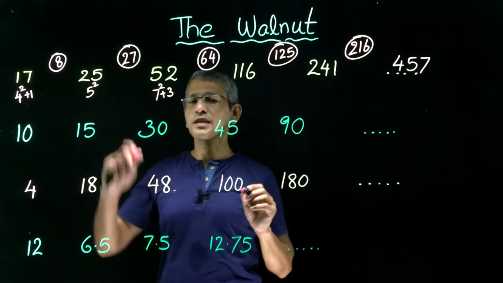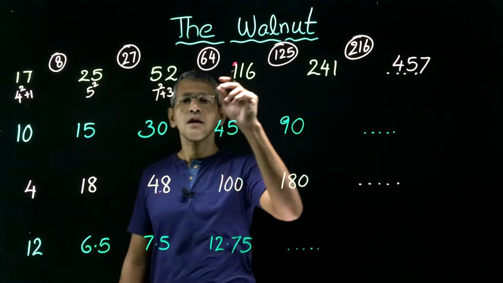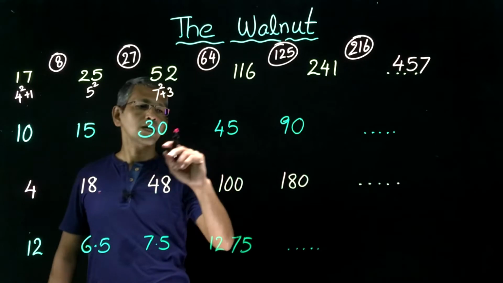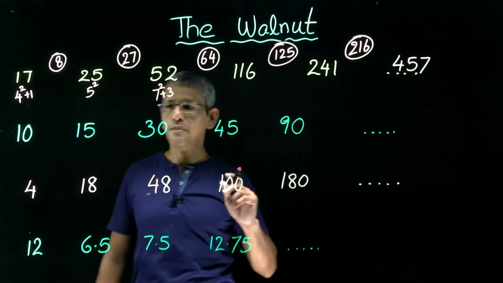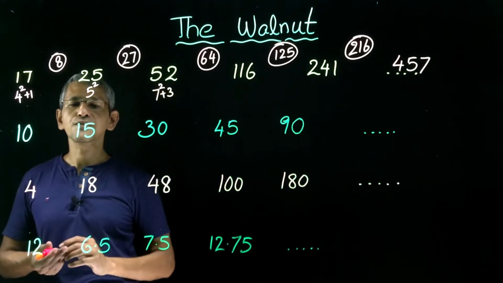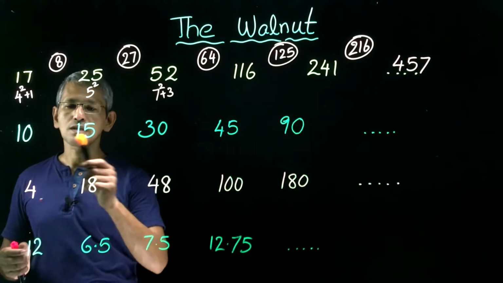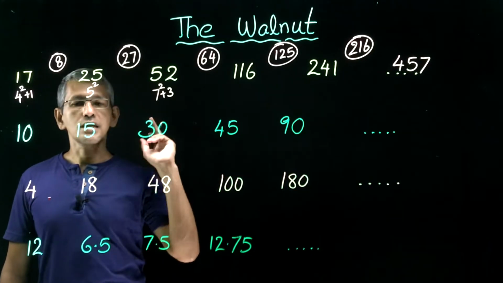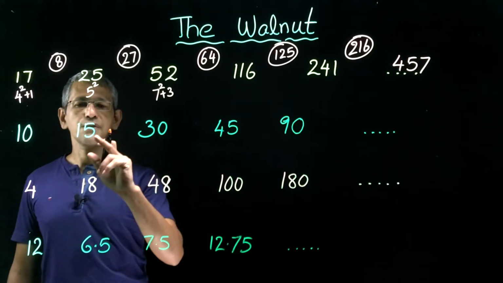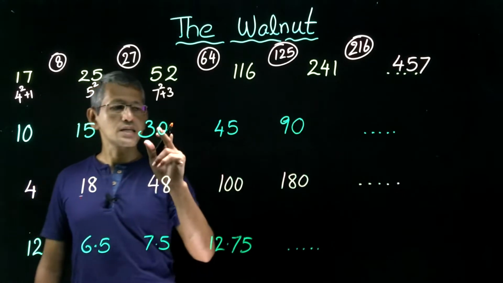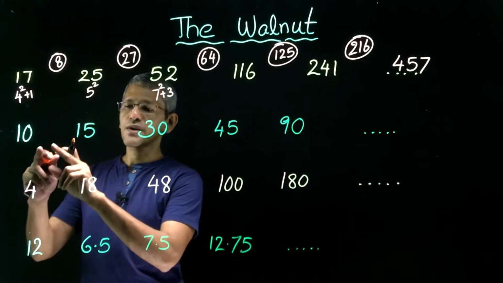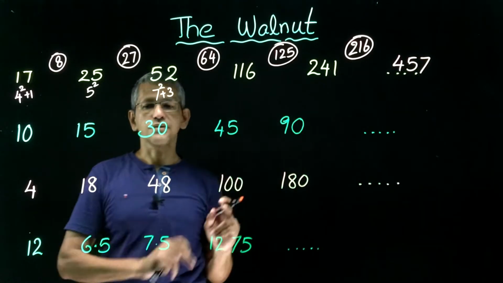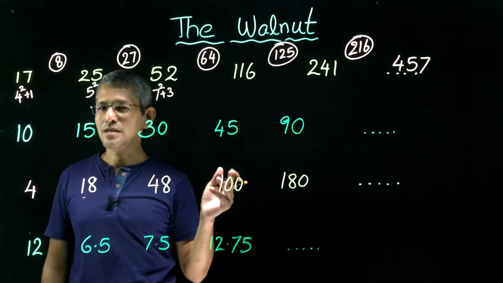So ultimately, what is the pattern here? The differences are cubes, right? Then 10, 15, 30, 45 and 90. What kind of pattern do we have here? 10 and 15, what do you see there? 10 plus 5 is 15. And 15 and 30, so 15 plus 15 is 30, or 15 into 2 is 30. Then 30 plus 15 is 45. So here the difference is 5, here it's 15, here it's 15. Next it is 45. So is it a pattern?